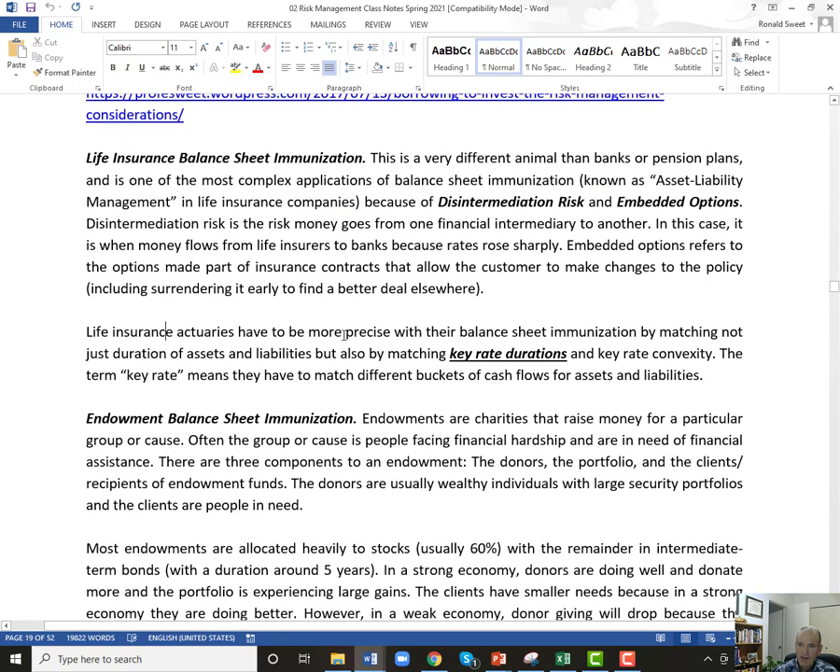So the actuaries have to be more precise in how they do balance sheet immunization, and they get all the way down. Here's a term you can definitely look up on the internet and get more into. It's called key rate durations. What that means is if their liabilities have a duration of 5 and their assets have a duration of 5, just matching that up is not good enough. You actually have to match all what we call buckets, because the duration of either one can change really dramatically. So you need to have a 1-year bucket duration that's matched up, a 2-year bucket that's matched up, 3-year, 4-year.